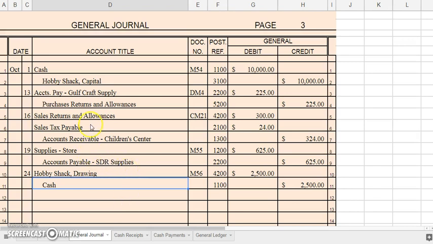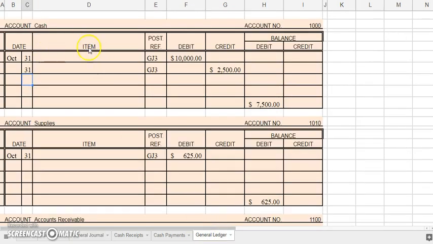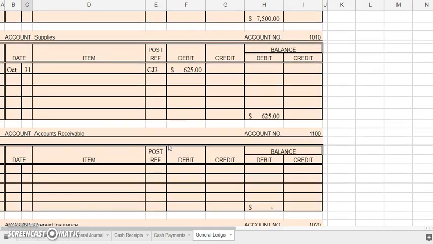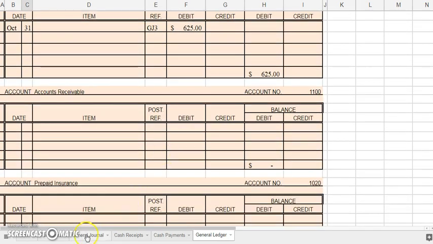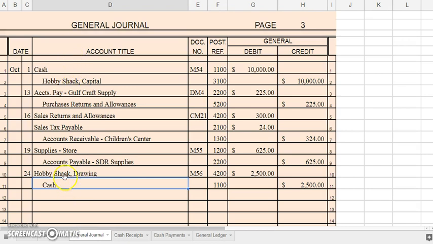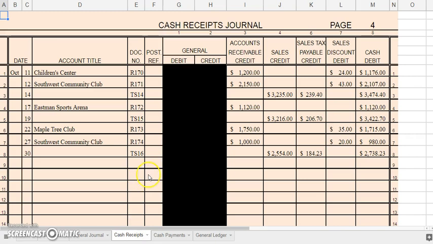Okay, we are back, and I am finished recording all of the transactions from the General Journal into the General Ledger. You can see that I've had a couple of transactions in cash and supplies and so on. So now that I am done with the General Journal, I've done all of these except for the accounts payable and accounts receivable. I'm going to move to the cash receipts journal.